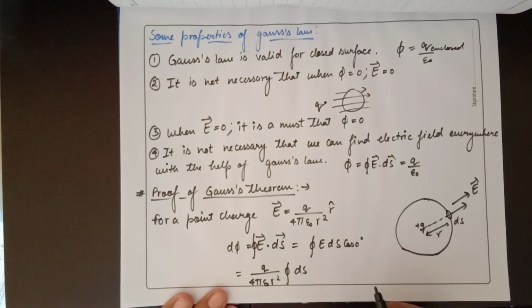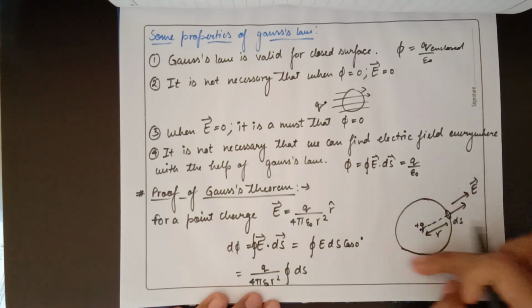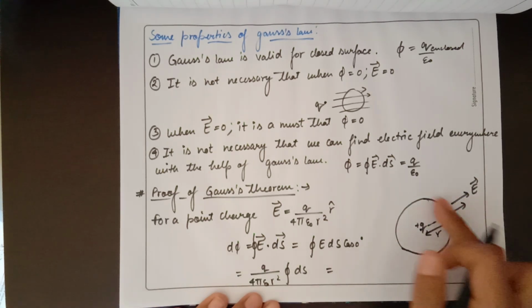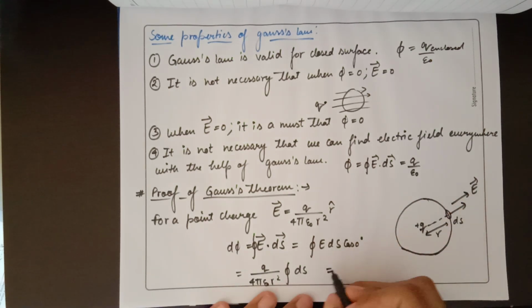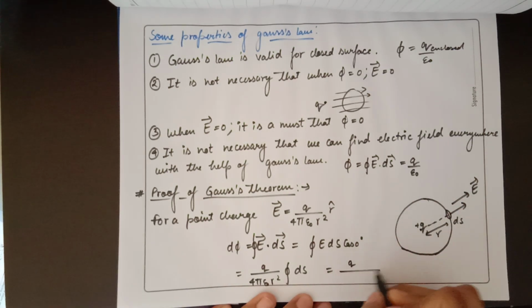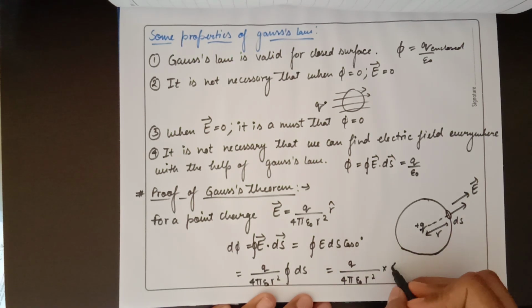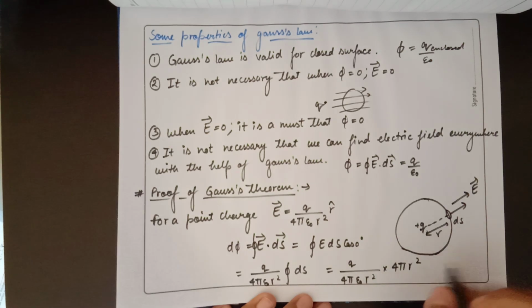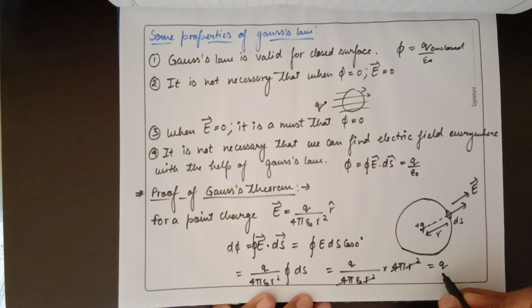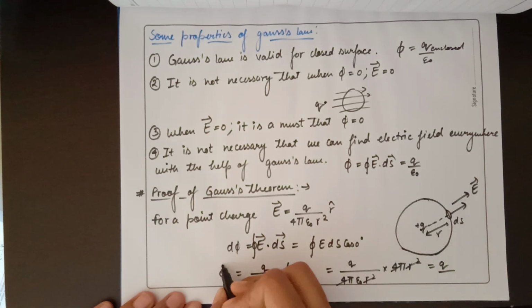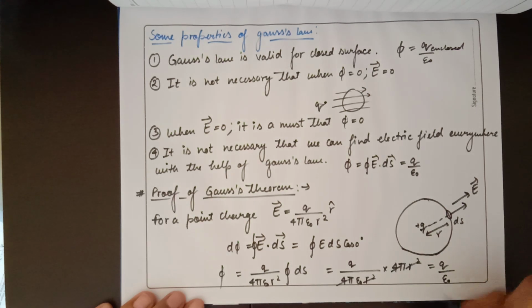integration of ds. Integration of ds means I need the surface area of this sphere. And what is the surface area of a sphere? It is 4 pi r square. So I can write 4 pi r square in this place, and 4 pi r square cancels out. It gives us Q upon epsilon naught.